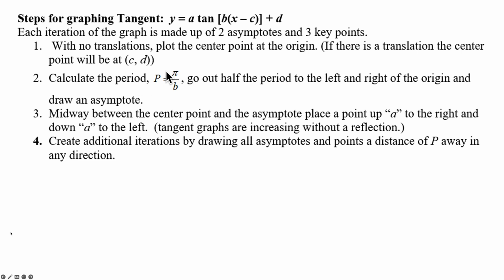Calculating your period using our formula, P equals pi over B, where you will go out half the period to the left and half to the right of the origin and draw on your asymptote lines. Midway between the center point and the asymptote lines, this is where we're going to go top half up to 1a, down to the left bottom half, down to negative a.